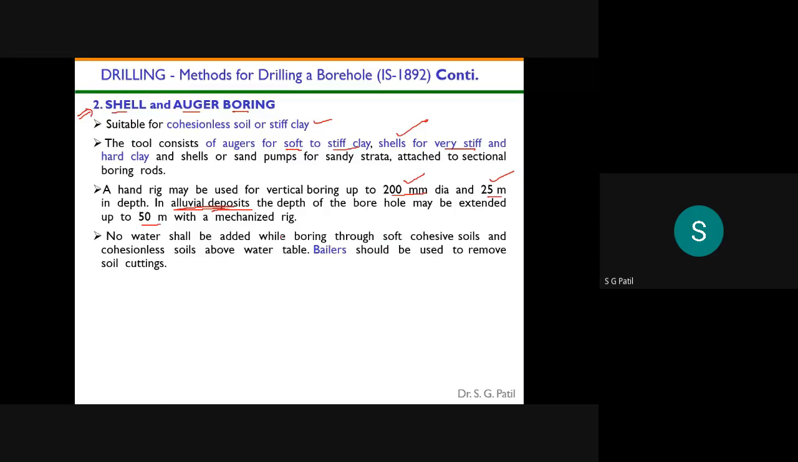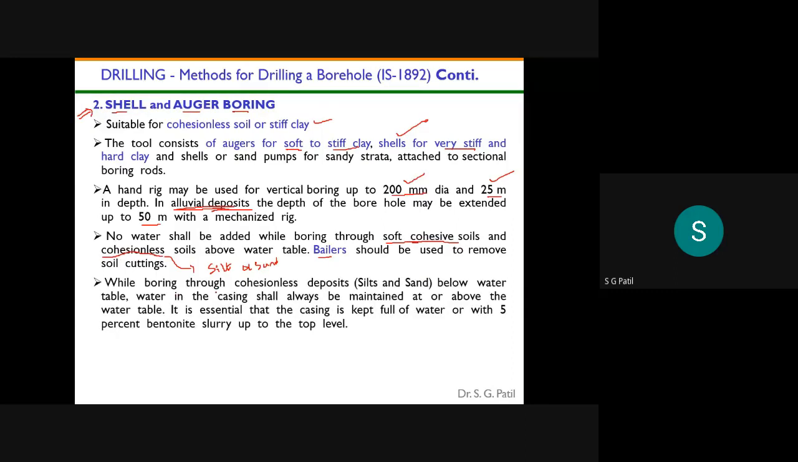That's why we should not add any water, especially while drilling through soft cohesionless soil. If you are drilling a cohesionless soil like silt and sand, then you should not add any water. Then a baler should be used to remove the soil cuttings.